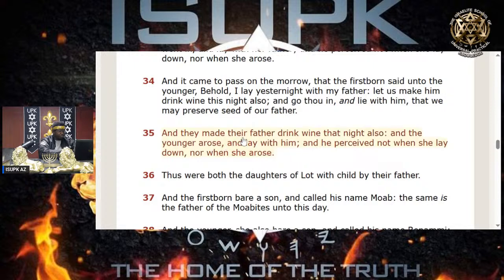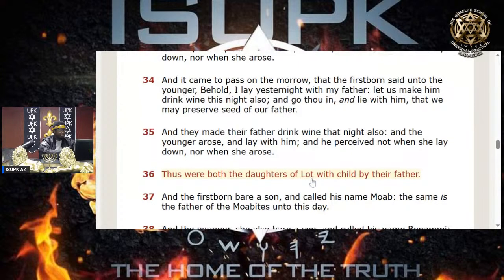And they made their father drink wine that night also. And the younger arose and lay with him. And he perceived not when she lay down, nor when she arose. Thus were both the daughters of Lot with child by their father.